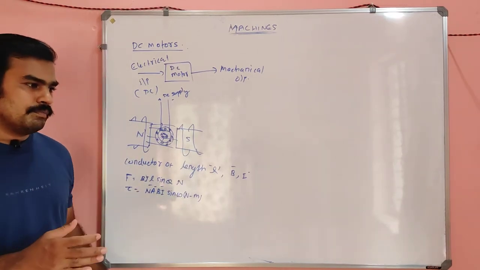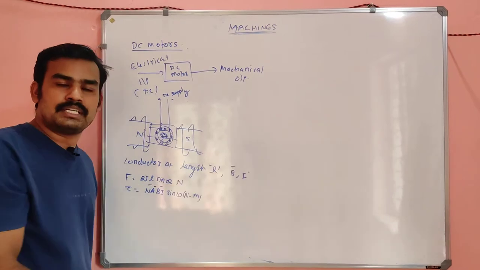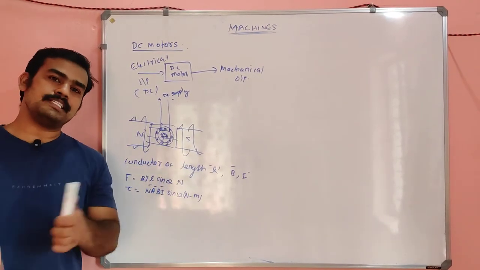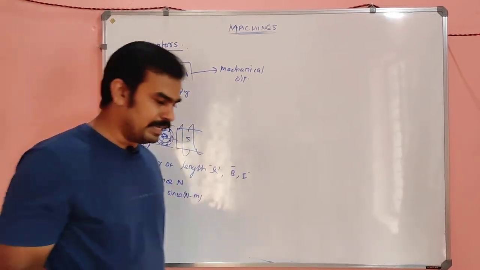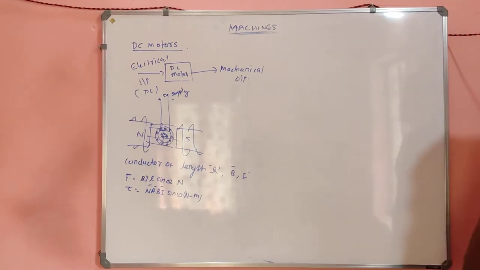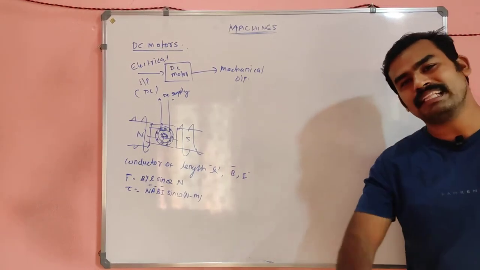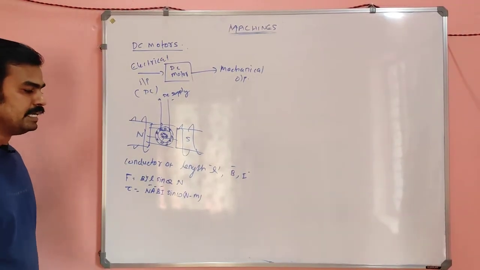Suppose the force is measured in linear dimension, it is called the force. Suppose you convert it into rotational, it is called the torque. So the rotational effect of force is called the torque. The force required to turn or rotate is simply called the torque. So this torque will be generated, and that torque will be NABI sin theta.